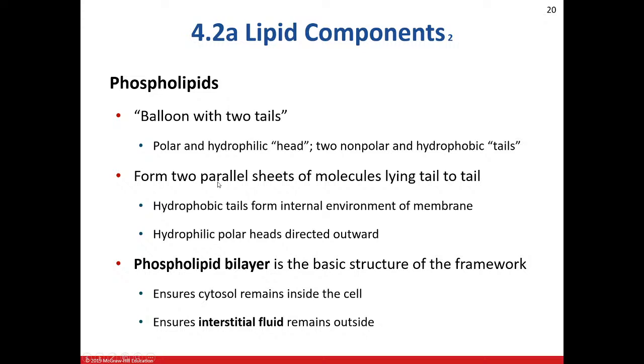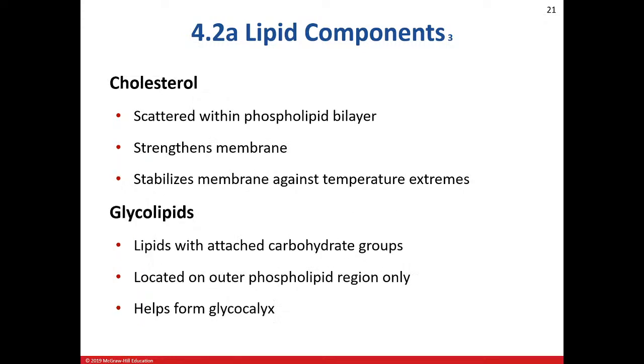Good. So the phospholipids, yes, they have the hydrophilic head and the hydrophobic tail. And they form two parallel sheets that lie tail to tail. Okay, so we call this the lipid bilayer because there are two layers of lipids in the membrane. All right. The hydrophobic tails form an internal environment inside of the membrane itself that is hydrophobic. The hydrophilic polar heads are pointed out toward the water. All right. So the phospholipid bilayer is the basic structure of the framework, and it ensures that the cytosol stays inside the cell and the interstitial fluid or tissue fluid remains outside.